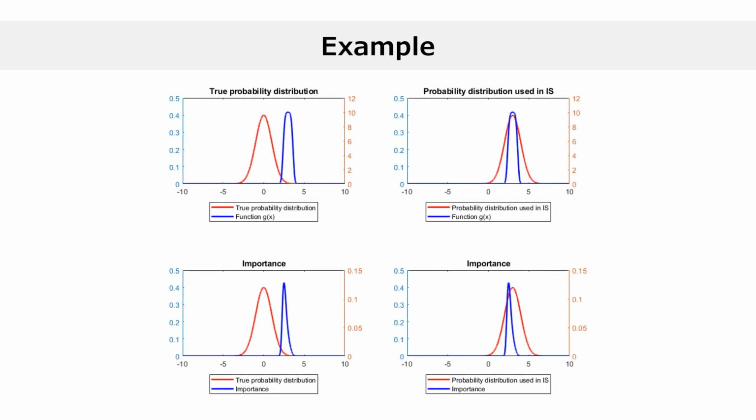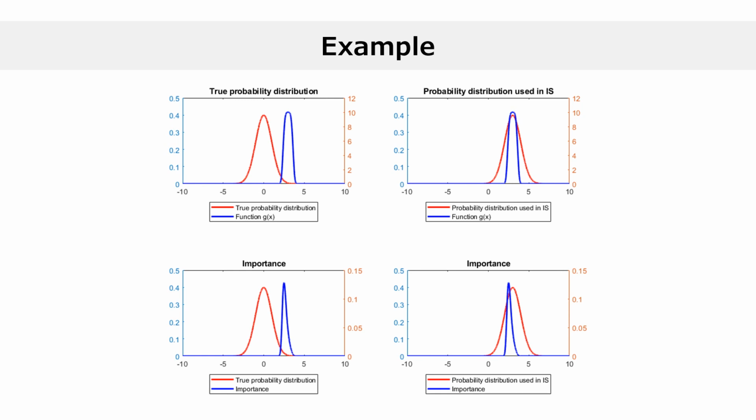We conclude this introduction by showing an example of importance sampling. You can find more details about this example on statlect.com. In the upper left panel, we plot a function g of x that takes large values in the right tail of the true distribution of x. These values are quite important, as shown in the lower left panel, where we plot a measure of importance. The measure of importance is equal to the value of g of x multiplied by the probability of x.